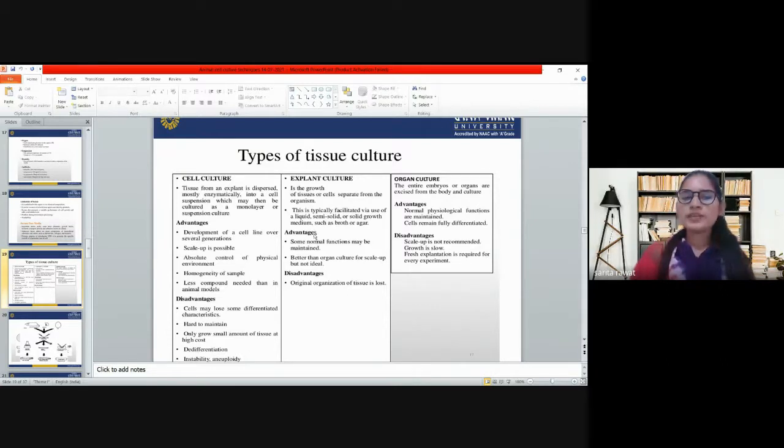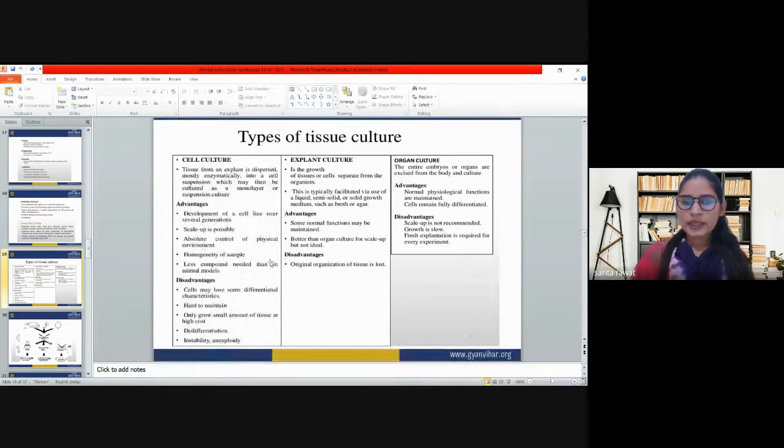So the advantages of cell culture include development of a cell line over several generations, scale up is possible, absolute control of the physical environment, homogeneity of sample, and less compound needed than in the animal model. The disadvantages of tissue culture include that the cell may lose some defined characteristics and it is hard to maintain, it only grows a small amount of tissue at high cost.